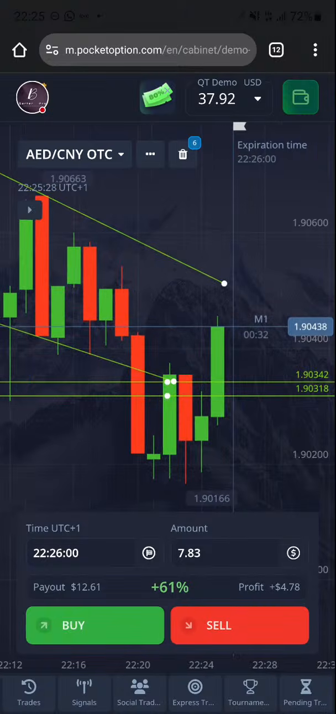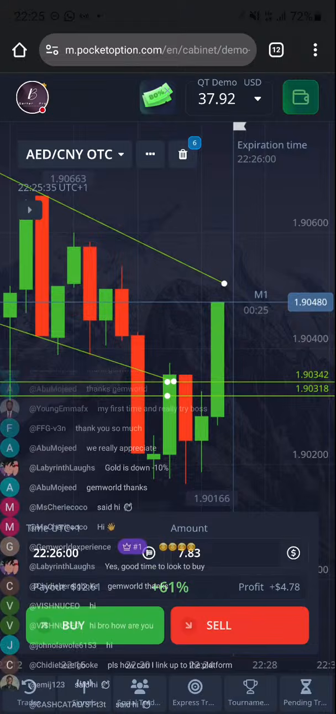And I feel like going with sellers here, but I will let it close. I would go after this candle. I'll wait for the candle to close, then I'll go with the sellers.